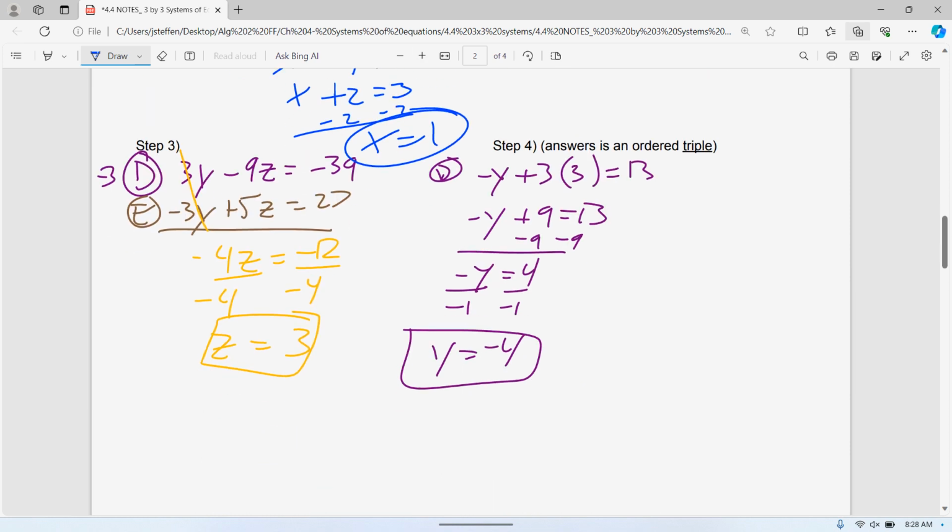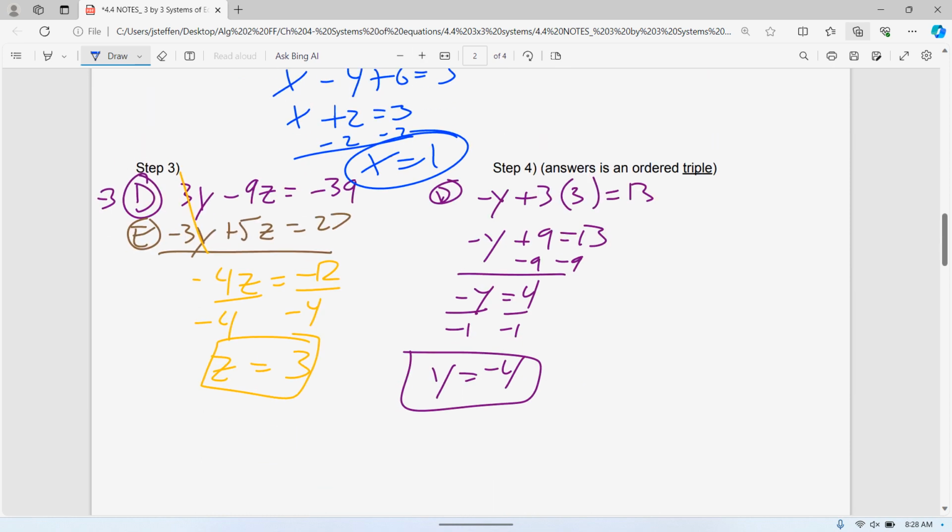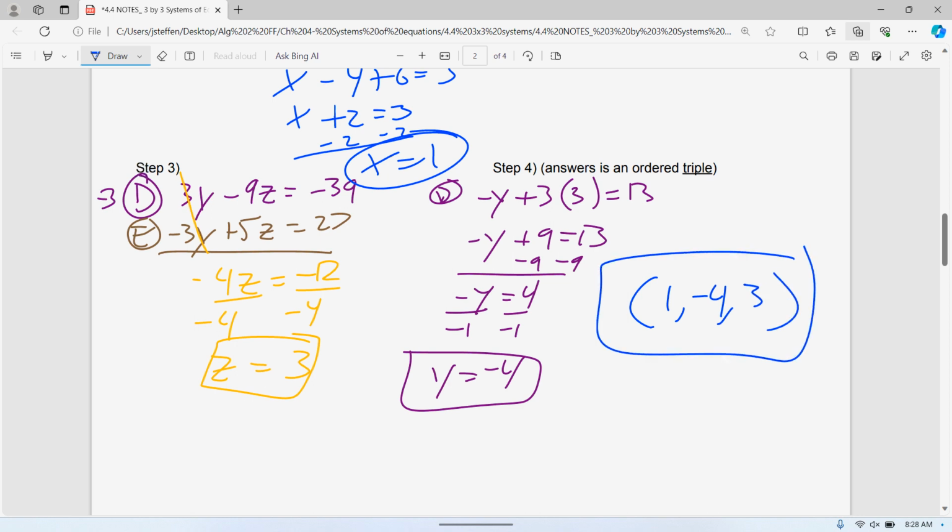Now, just like we did before when we put it as an ordered pair, multiple choice is going to be like this. Your homework text is going to be like this today. We put it as what they call an ordered triple instead of an ordered pair. It just goes in alphabetical order. So x and y, just like before. Now the only difference is we have a z at the end. So 1, negative 4, 3.